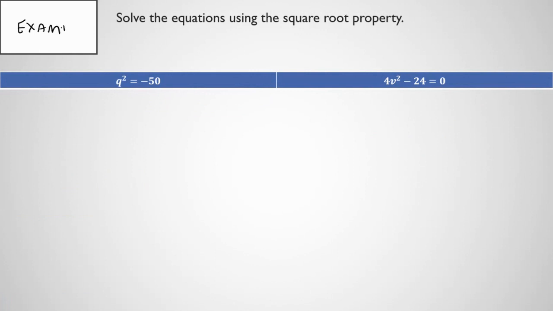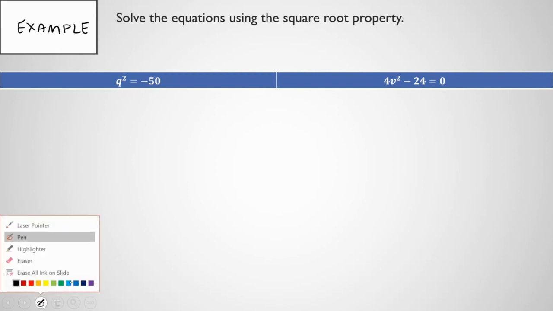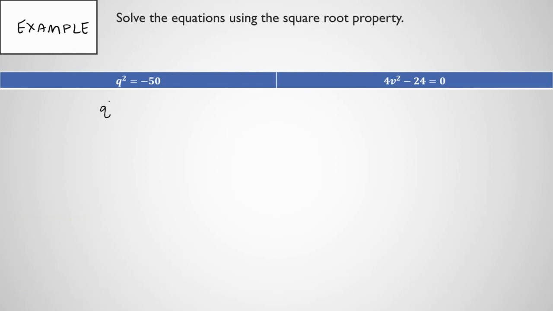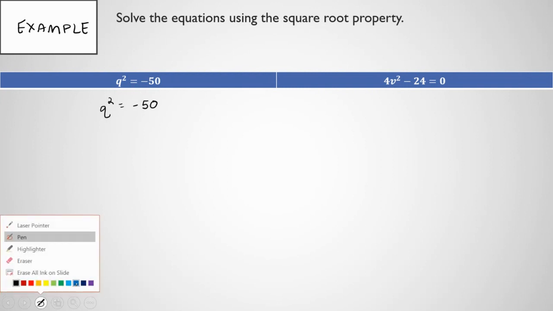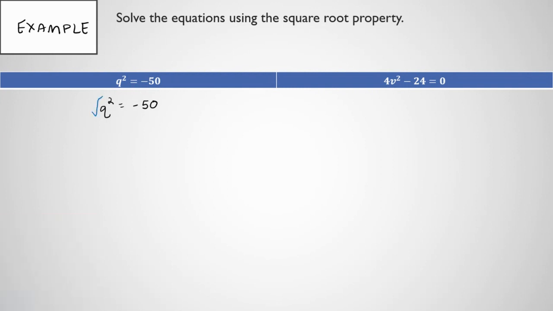Okay, next example. Solve the equations using the square root property. So again, we're going to be squaring these, but taking the square root, but these are going to be different. So first we have q squared equals negative 50. So I'm going to just rewrite it. So we have q squared equals negative 50. So when you solve this, you're going to take the square root of both sides.